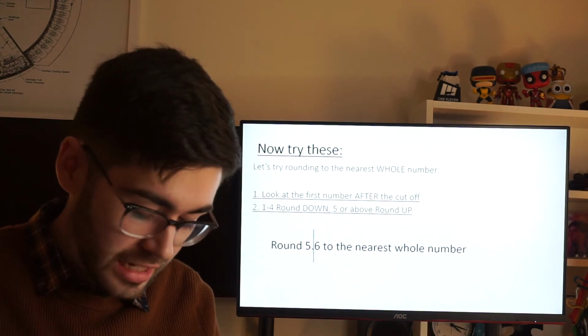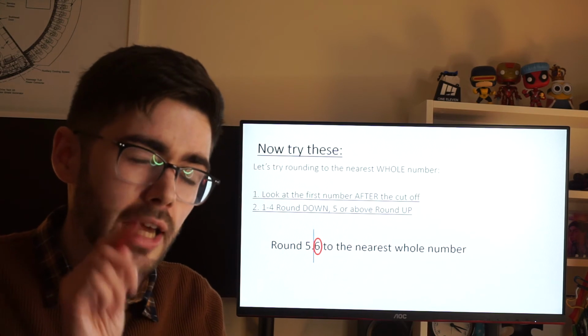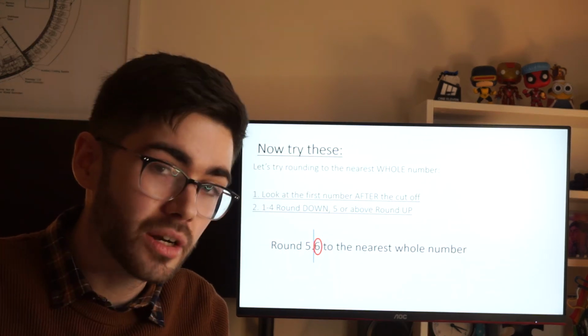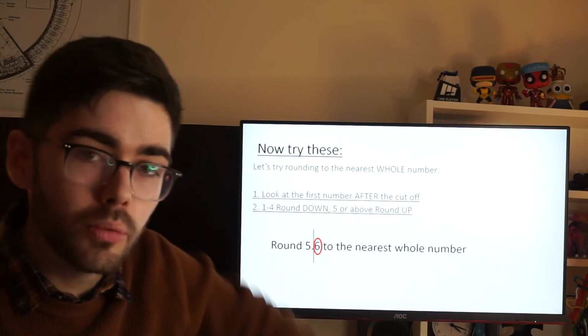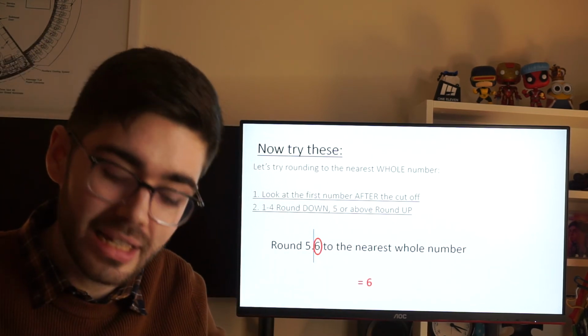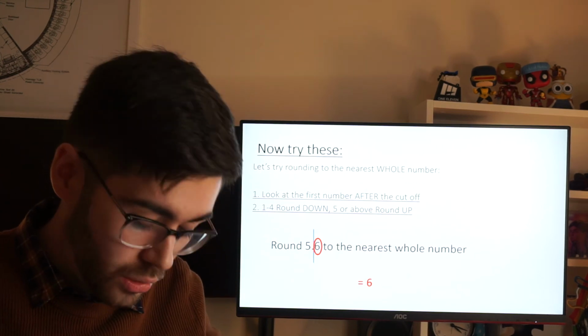We look at the first decimal, which is a 6. What's going to happen with a 6? It's going to round up because it's above 5. So the 6 rounds the 5 up. What do we get? We get 6, and that is 5.6 rounded to the nearest whole number.